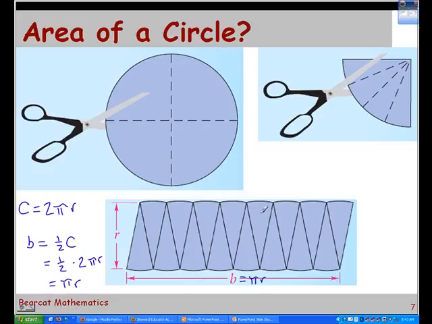How do you find the area of a rectangle? Base times height, length times width. So that would be pi r times r, which is the same as what? What's r times r? Same as pi r squared. So there's the area formula for a circle that we've learned in previous classes, but we can see where it comes from in a geometric sense here.